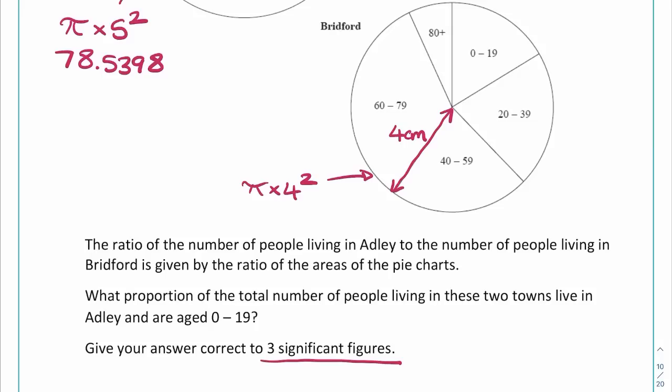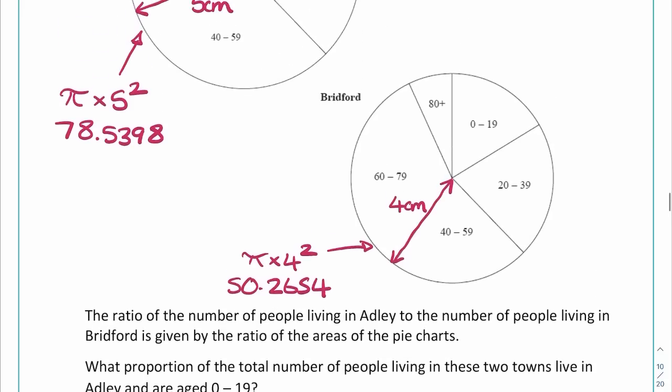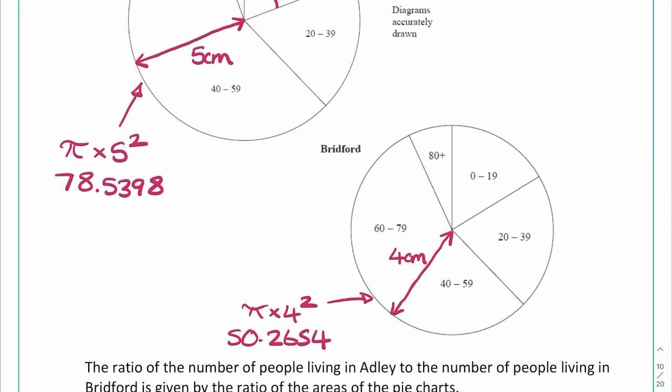So pi times 4 squared for the other one, and that comes out as 50.2654. It's an 8 afterwards, so we should round that to a 5, but it's going to be absolutely fine to 6 significant figures. So there we go. That is the area of the two circles, and we know that that's in a ratio.